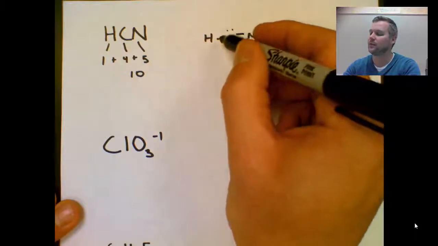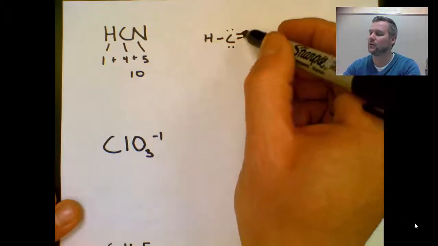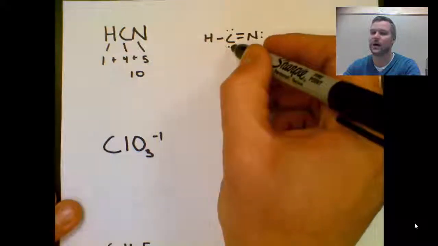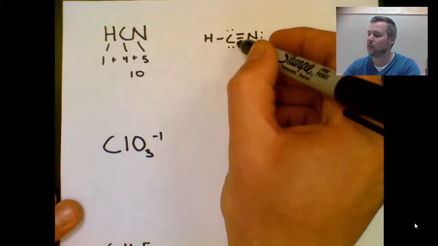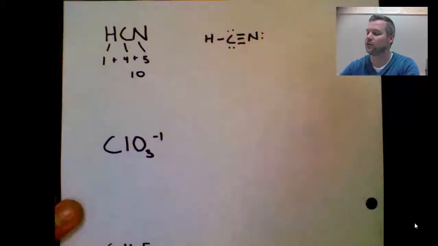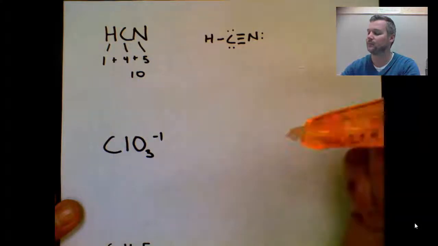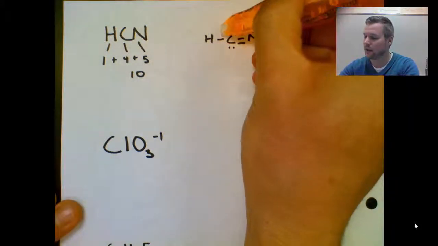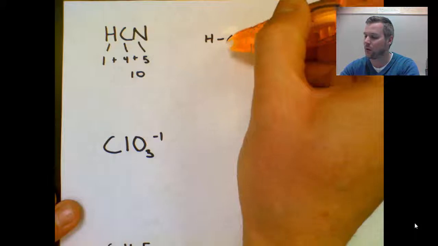Now I have 2, 4, 6, 8 on carbon, but a 2, 4, 6 still on nitrogen, so I need to remove the bottom lone pair and make them more efficient. So now I'm drawing a triple bond at this point, and then the lone pairs on carbon go away.